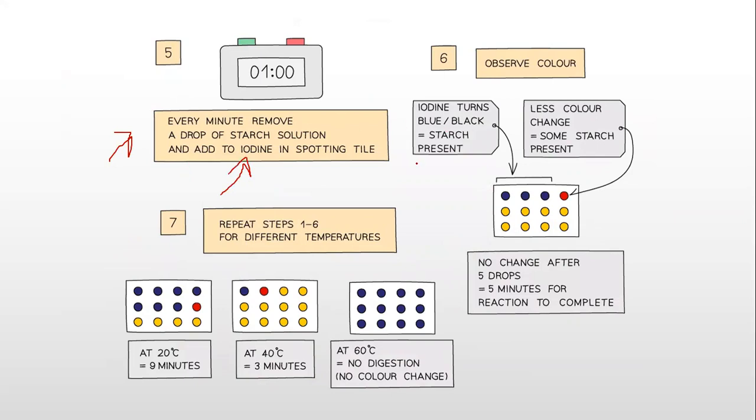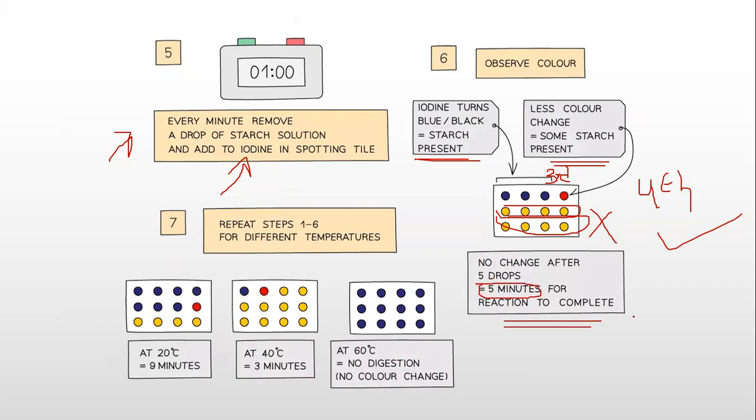Iodine turns blue-black, which means starch is present. Less color change, some starch is present. And here no starch is present. No starch is present in the last 8 minutes. Until when was starch present? At the 3rd minute. At the 4th the reaction completed. So there was no change after the 5th minute, which means the reaction has completed.